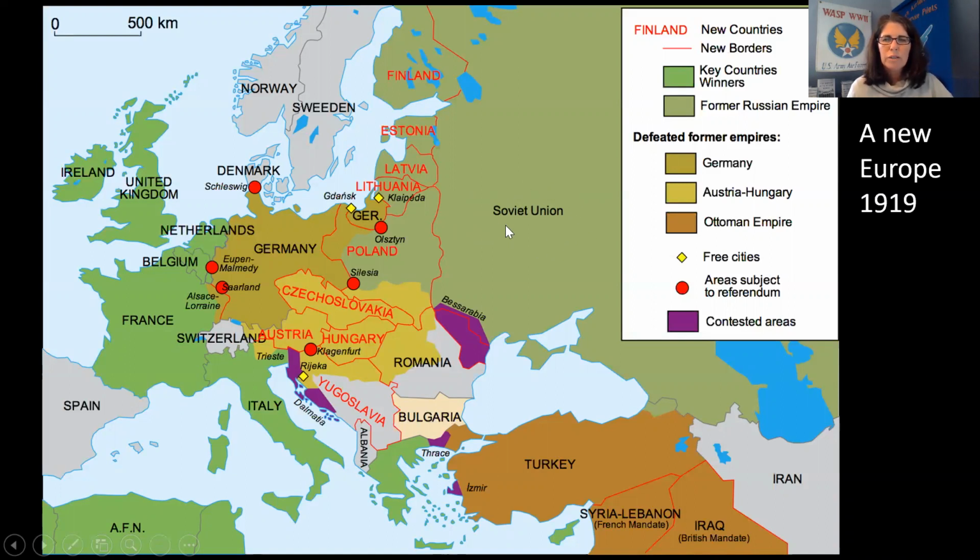The Bolsheviks, the communist minority in the Soviet Union, had defeated the democratic government of Russia that had defeated the Tsar, and created the first major communist nation in the world, the Soviet Union. So this is going to lead to conflict for decades to come.